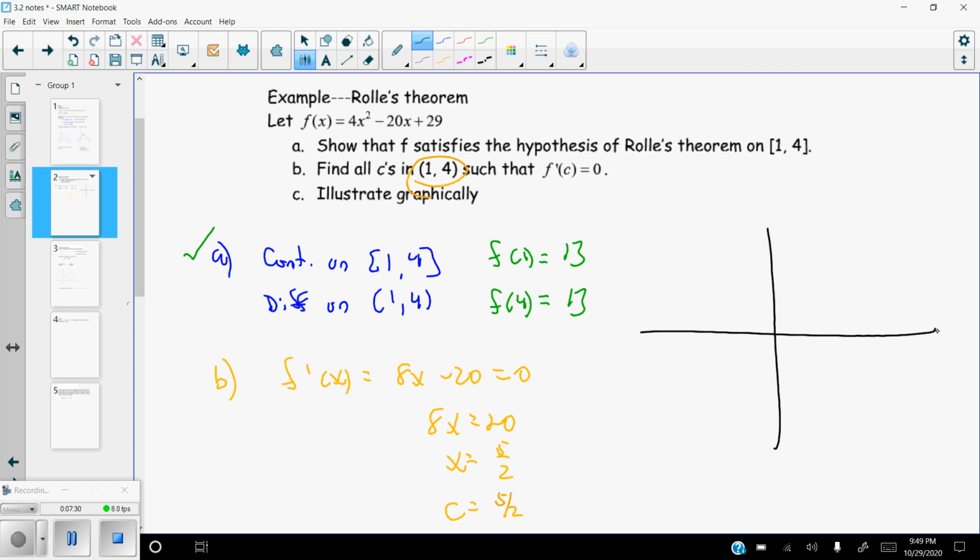Okay, this is a parabola. And we know that the endpoints are 1 and 4. So 1, 2, 3, 4. Let's count by ones. If we plugged in 1, we got out 13. So we'll just call this 13 up here. And if we plugged in 4, we got out 13.